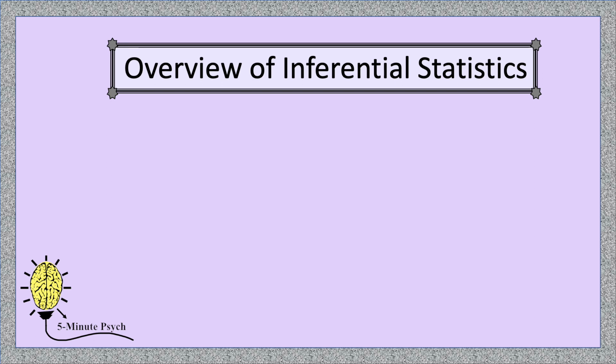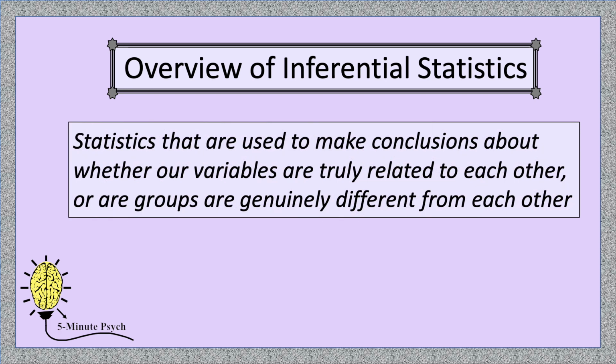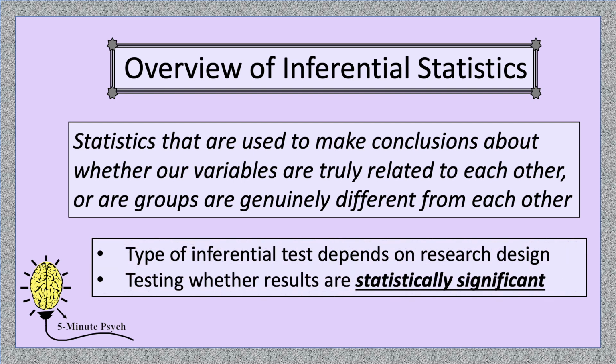After we've used descriptive statistics to organize our raw data, psychologists turn to inferential statistics to make conclusions about whether our variables are truly related to each other, as with correlational research, or to see if there is a genuine difference between our groups, as with experimental research. Depending on our research design, we would choose the appropriate inferential statistic and then test for the statistical significance of the results. At the end of the day, we want to know whether our results are statistically significant.